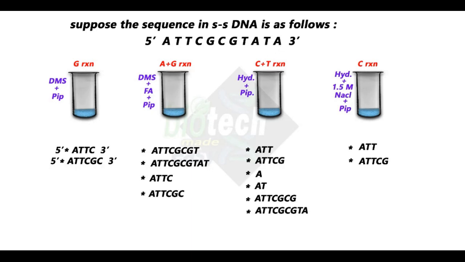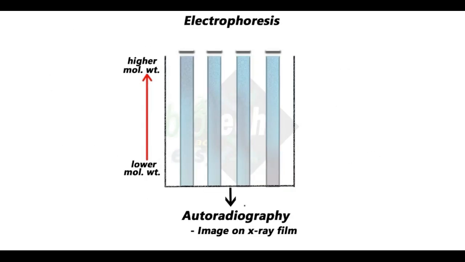Let's see what happens next. After this chemical reaction has taken place in 4 different tubes, you have to do the electrophoresis. Here you can see we have shown only 4 lanes, 4 wells. In the first lane, well, you will put the product of the first tube. In the second lane you will put the product of the second tube, then third and fourth.